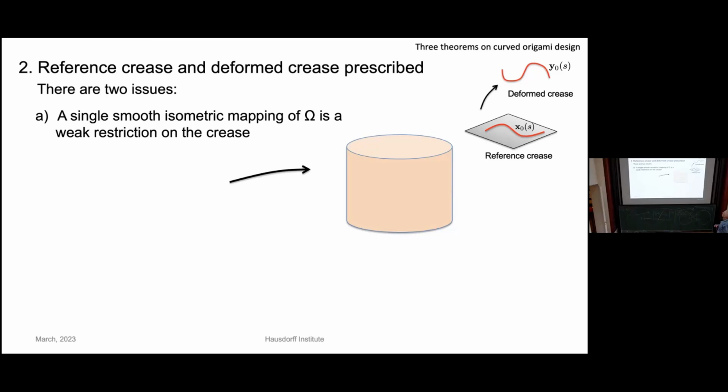So now this is theorem 2. In this case, we're going to give the reference crease and the deformed crease, and they're going to be related isometrically. So you call it an inextensible curve. So you give an inextensible curve, and then you put it in free space, and you want now to find the surfaces on both sides and the rulings. This is actually a lot more tricky, but it can be done.